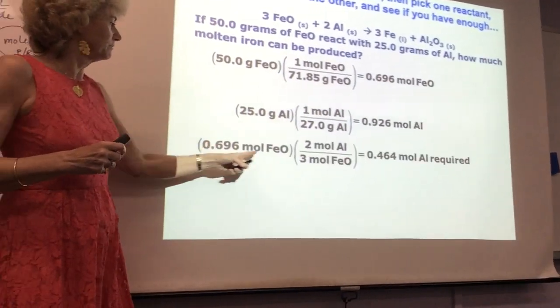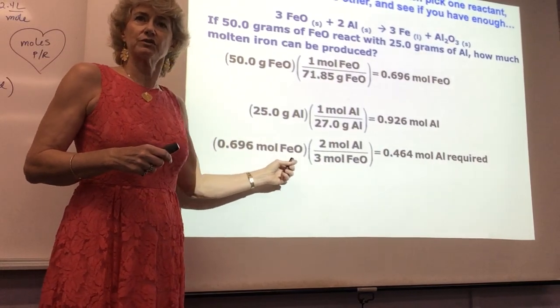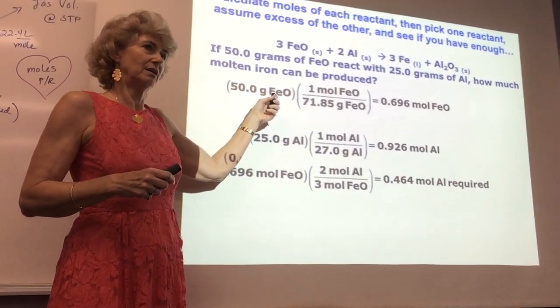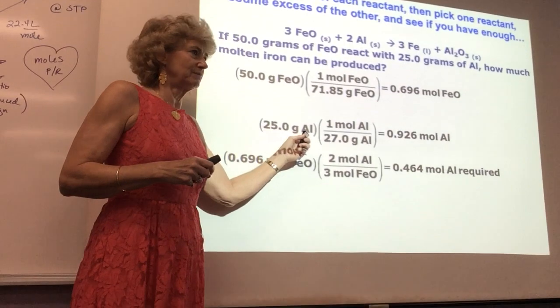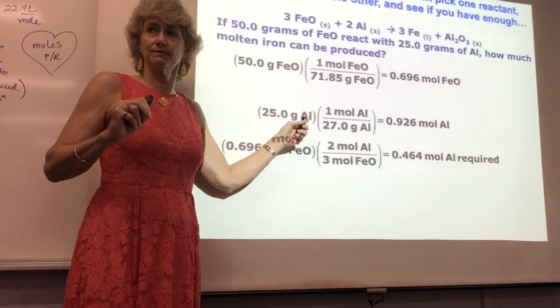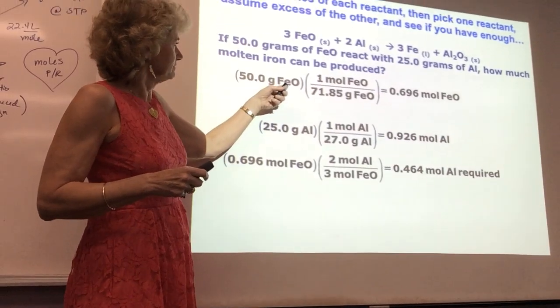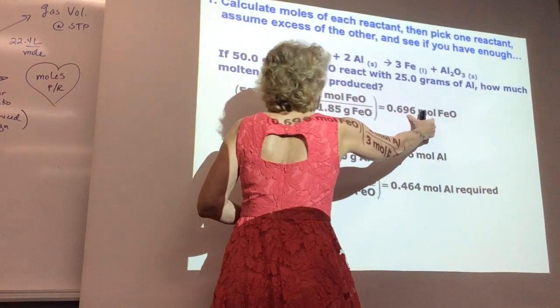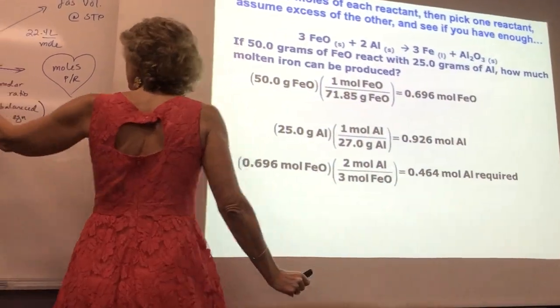So I just grabbed the iron(III) oxide first, just because it's on top. Method 2 is I grabbed aluminum. So if method 1 and 2 are the same, they're just flip-flopped. So I started with that. Oh, no, I'm sorry. I started with moles. I put it here, and now I'm here.